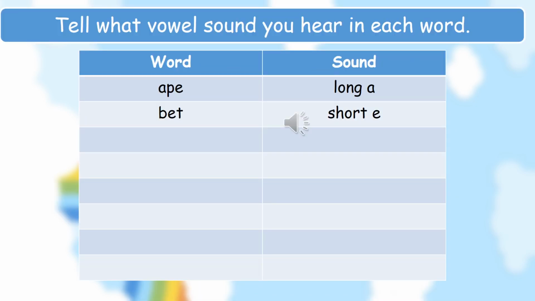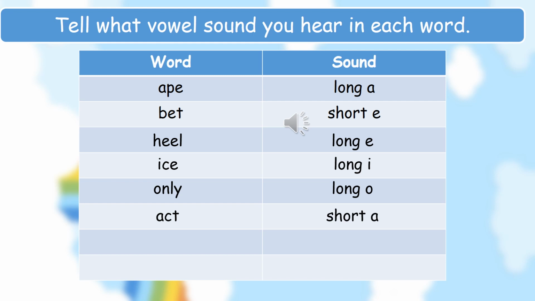Tell what vowel sound you hear in each word. 2 are done for you. Heel, long E. Ice, long I. Only, long O. Act, short A. Pot, short O. Use, long U.